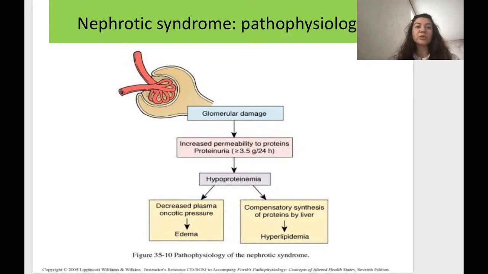Another thing that happens in nephrotic syndrome due to hypoproteinemia is compensatory synthesis of proteins by the liver, and it goes with synthesis not just of proteins. It is always accompanied with synthesis of cholesterol and lipids, and it leads to hyperlipidemia.